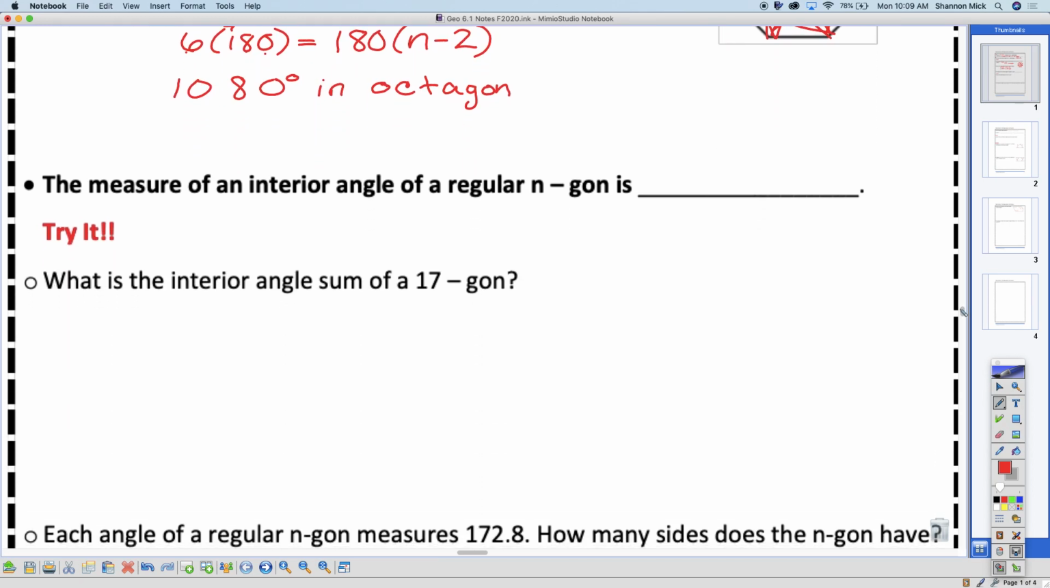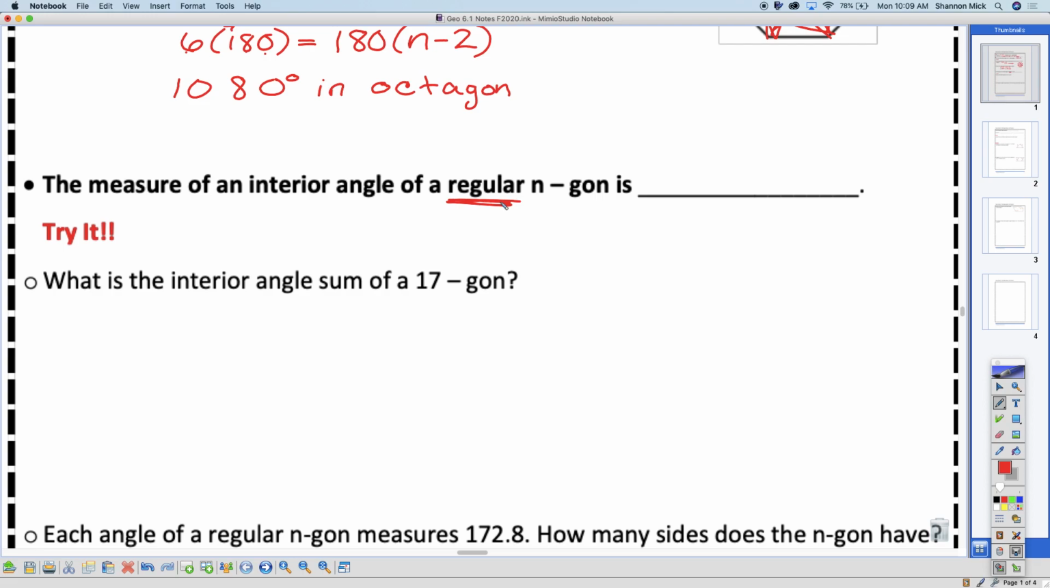The measure of one interior angle. Okay, so we found all of them. You need to divide one. But this is of a regular. I'm going to put that out there, guys. This is a regular only.